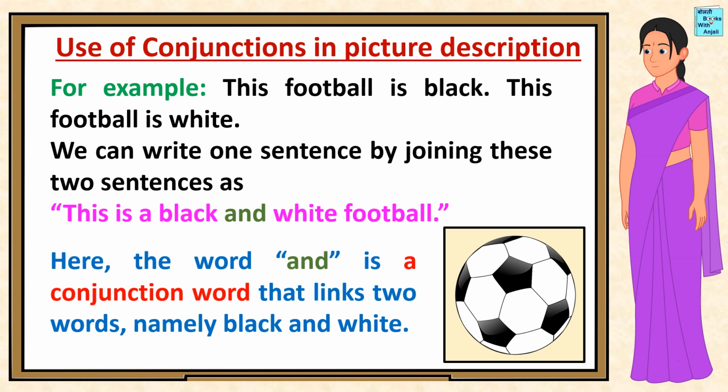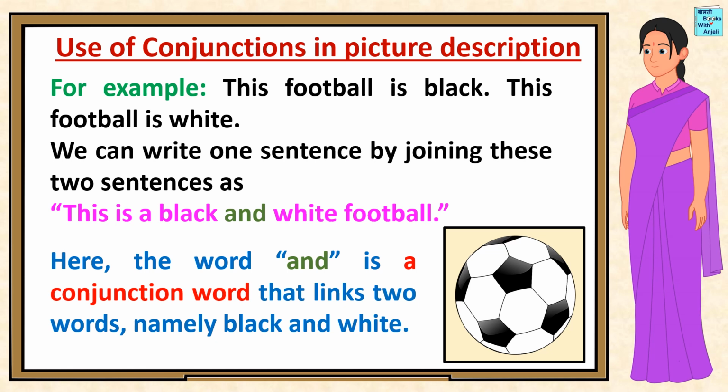Look at this picture. It is a football. It has black color and it has white color. So we can say this football is black, this football is white. Now we will write the sentence joining the words black and white, and the meaning of the sentence will improve. The meaning will become clear.